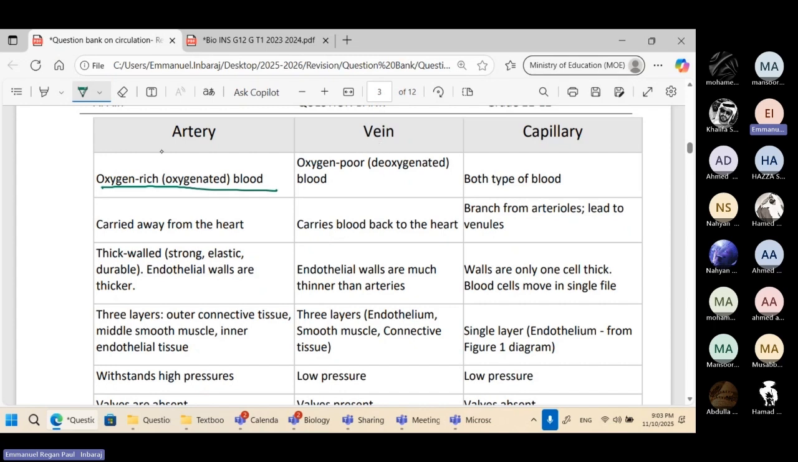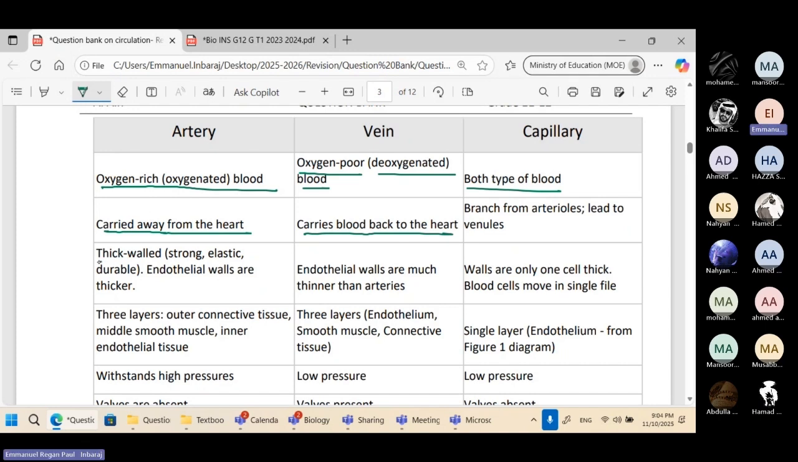All right. Now, see, arteries carry oxygenated blood or oxygen-rich blood. What does a vein carry? Oxygen poor blood or deoxygenated blood. Okay, so keep this in mind. Capillary carries both types of blood. Next one. Artery is a blood vessel that carries blood away from the heart. Vein carries blood back to the heart.